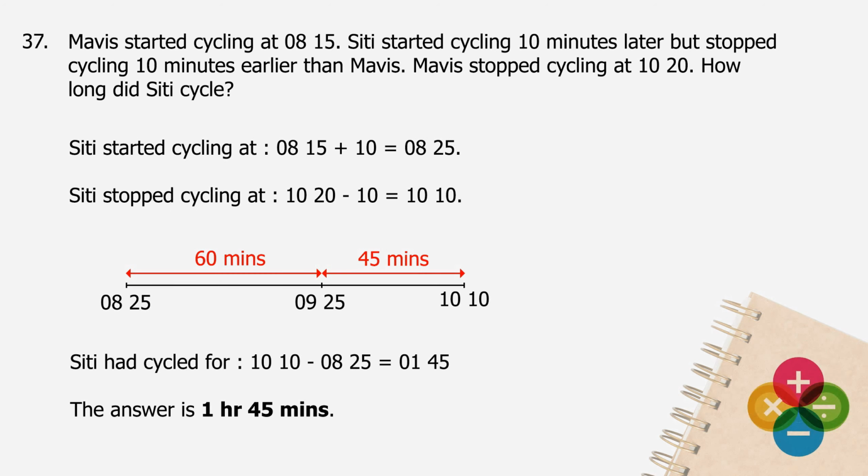The time City started cycling will be, add 08:15 to 10, and the sum is 08:25. The time City stopped cycling will be, subtract 10:20 from 10, and the difference is 10:10. The time City had cycled will be, subtract 10:10 from 08:25, and the difference is 01:45. The answer is 1 hour 45 minutes.